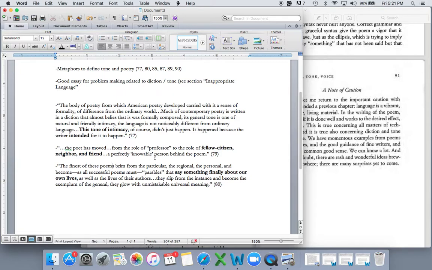Again, this maybe would help you talk about the tone of the poem, but also poetry in general and what your audience could expect of it. And then this quote we already saw, the finest of these poems brim from the particular, the regional, the personal, and become as all successful poems must parables that say something finally about our own lives. I highlighted this. You're going to see more claims like this in the imagery chapter, which is the next video in the modules.